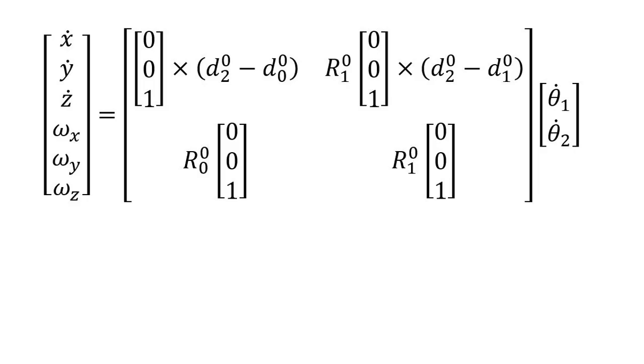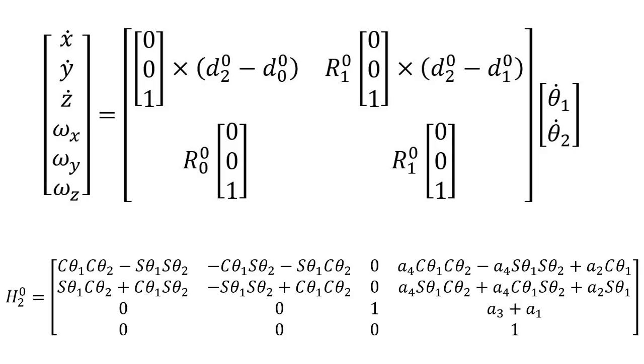Next, let's do D02. That comes from the matrix H02. It's found in the upper right-hand corner. In the section on Denavit-Hartenberg, you already found the homogeneous transformation matrix, and you probably found it to be something like this. So we'll pull out D02, and then we'll cross it with 001 and get the following result.